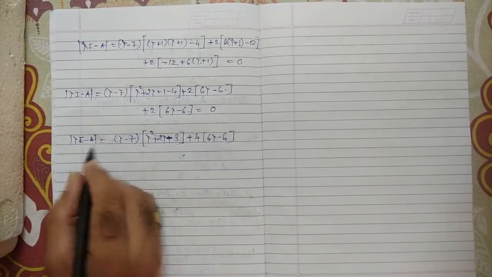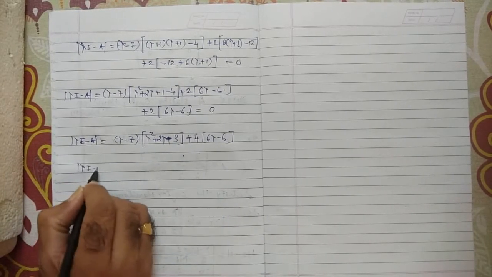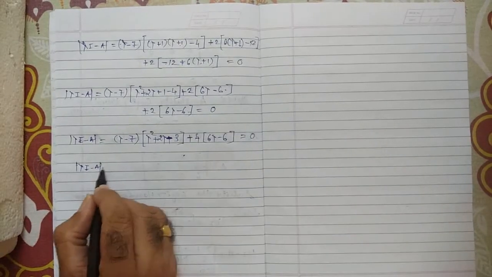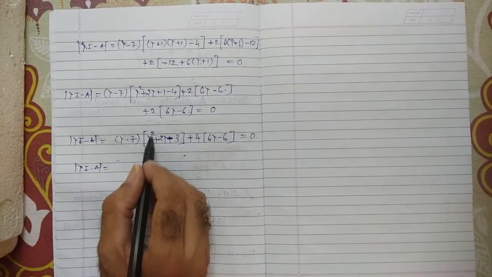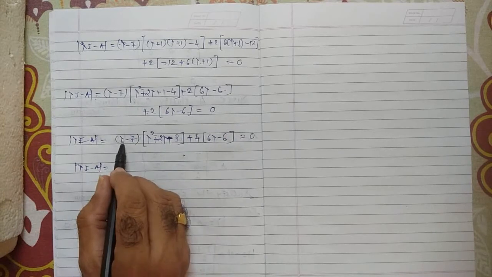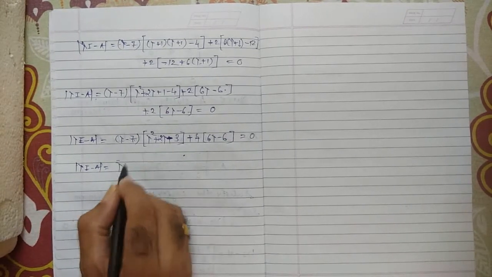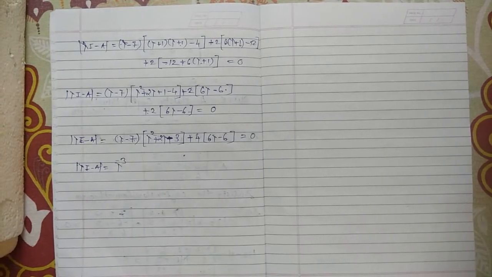Now we will expand this one. Lambda I minus A equals 0. So we will have lambda square plus 2 lambda minus 3 multiplied by lambda minus 7. So it comes lambda cube.